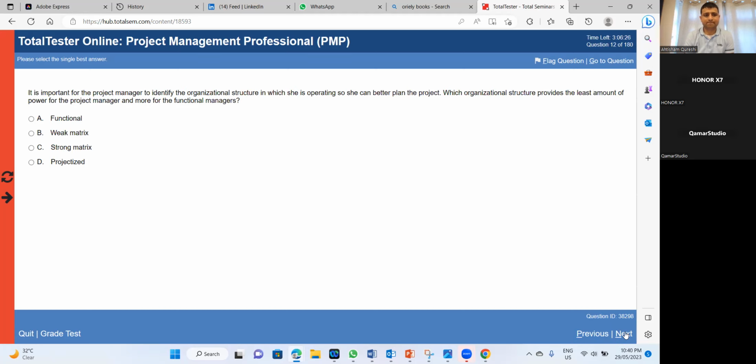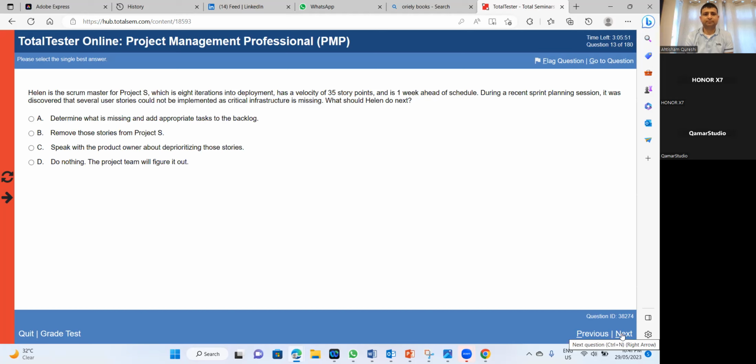It is important for the project manager to identify the organizational structure in which she is operating so she can better plan the project. Which organizational structure provides the least amount of power for the project manager, more than for a functional manager? Functional, first one. Yes.